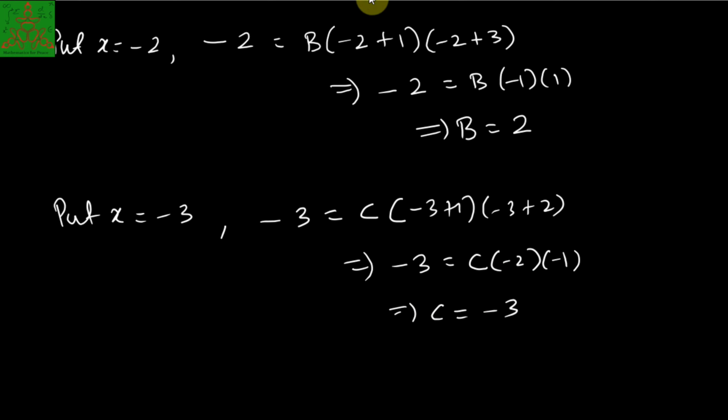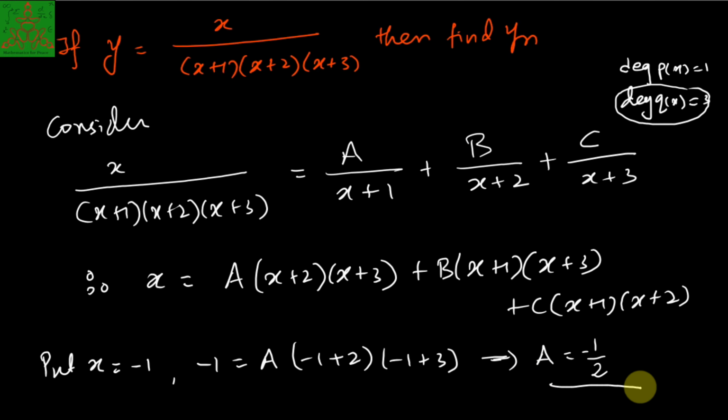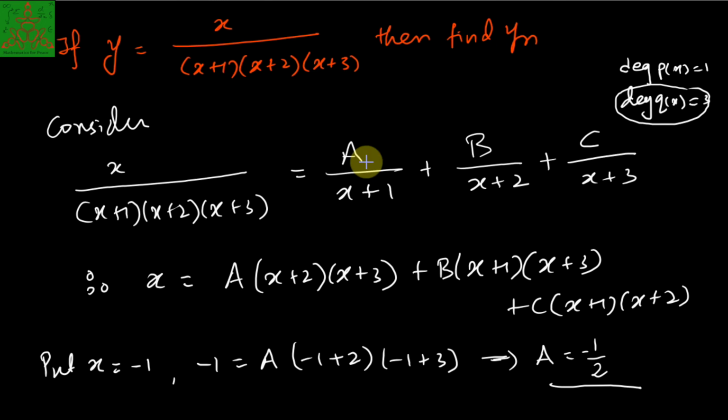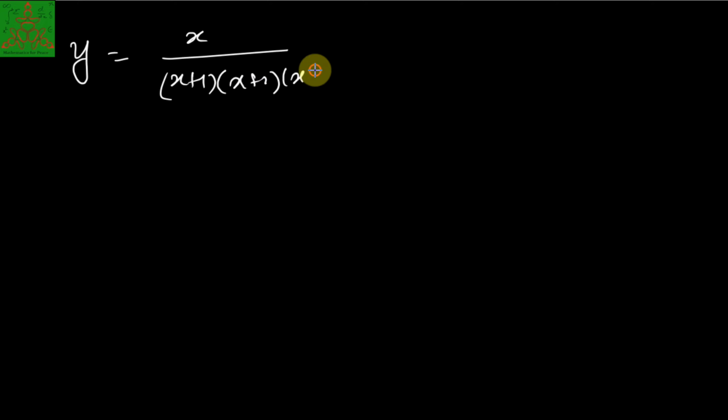So ultimately we got the value of a, which is minus 1 by 2, b which is 2, and c which is minus 3. Let us substitute those values into this expression. So y equal to x upon (x + 1)(x + 2)(x + 3) is there.